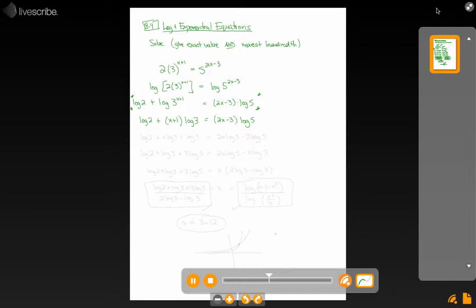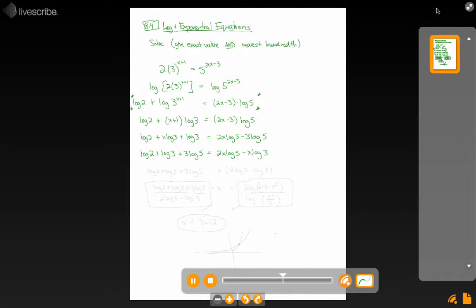Now from here we have a very similar question to our last example, where we need to get rid of these brackets. We've got x log 3 plus log 3, and these brackets, so 2x log 5 minus 3 log 5. Combine all the x terms on one side and all of the non-x terms on the other side. I like to go as fast as possible, so I'll leave these 2 terms on this side and just add the 3 log 5. And I've got 2x log 5 minus x log 3.